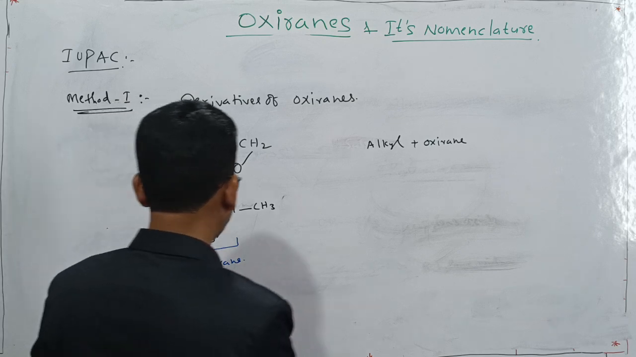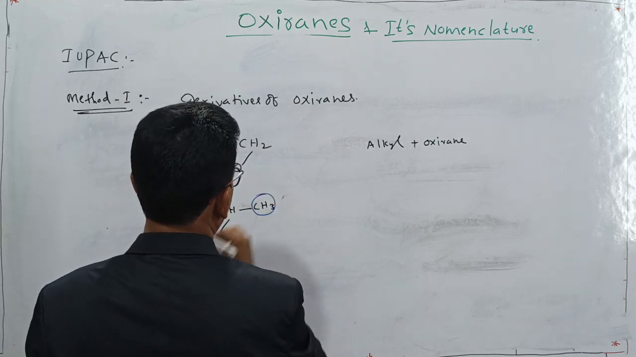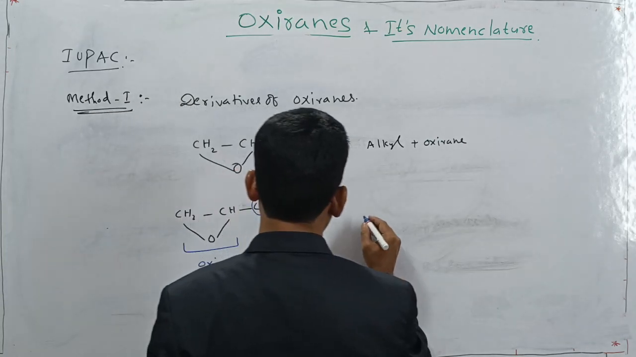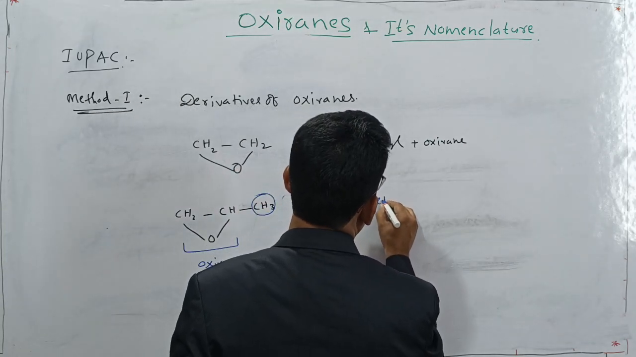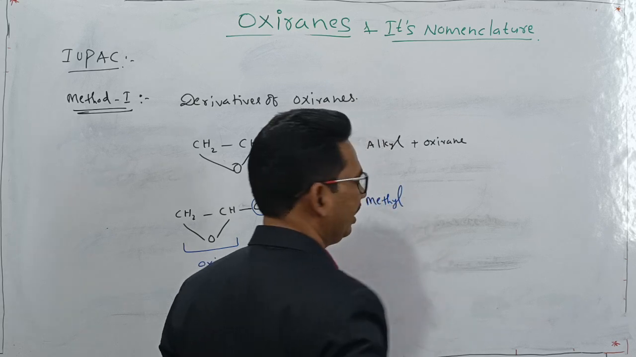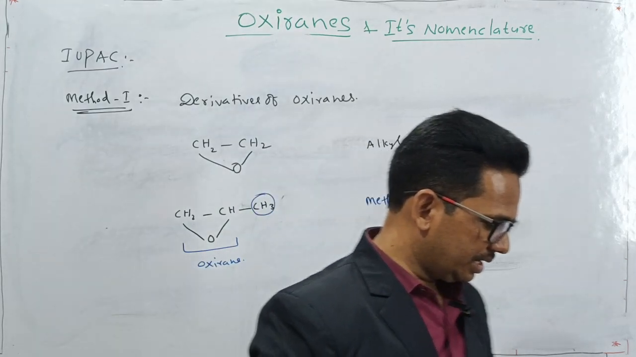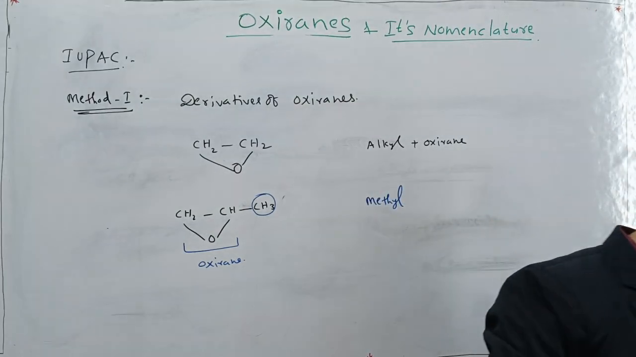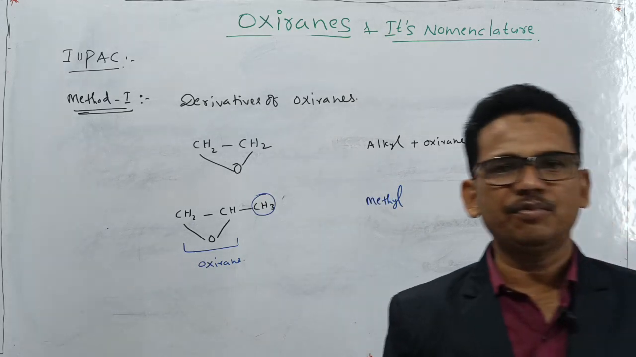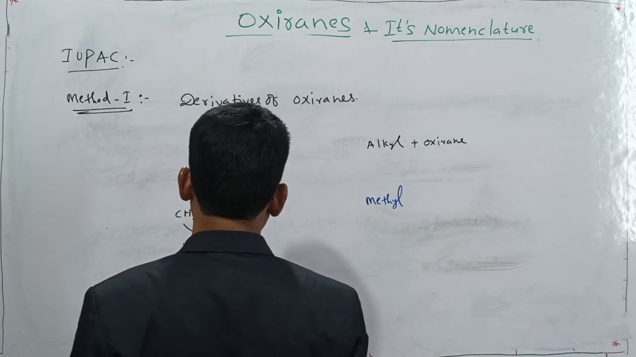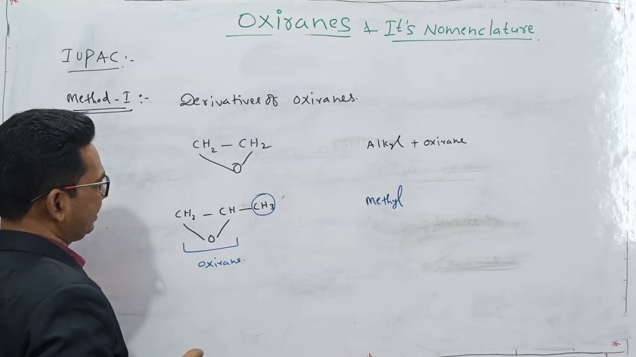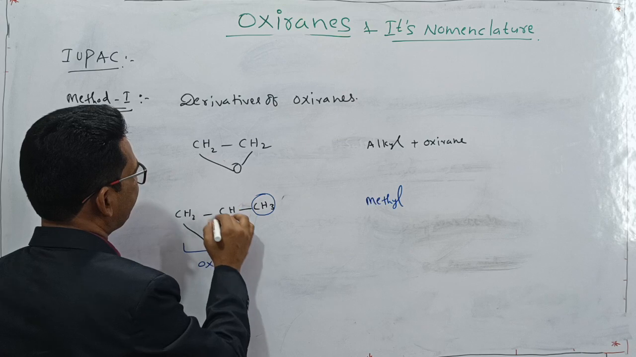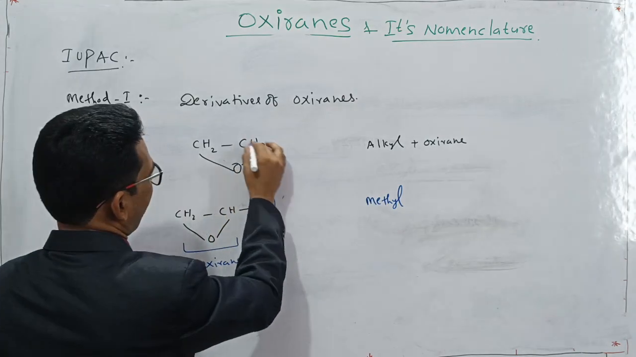Now see, what substitution is present here? Methyl. That's why what will I write as the IUPAC name for this one? Methyl. Methyl is an alkyl group. That's why, how are we going to give the name for this one? See, how are we going to give the numbering for this? You can go in this way also, in this way also for numbering.